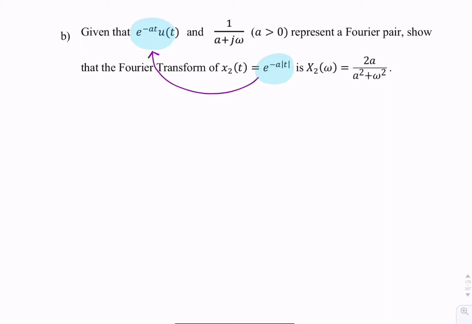So if you think about it, the absolute value of t, we can simply represent like this. So we can say x2 of t is equal to e to the minus at if t is greater than or equal 0, or it's equal to e to the minus a minus t if t is negative. And that just means e to the at.